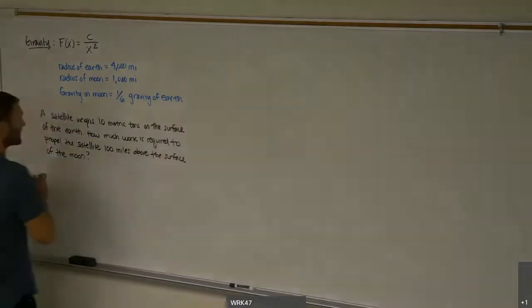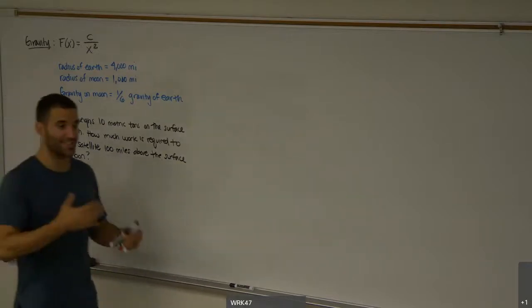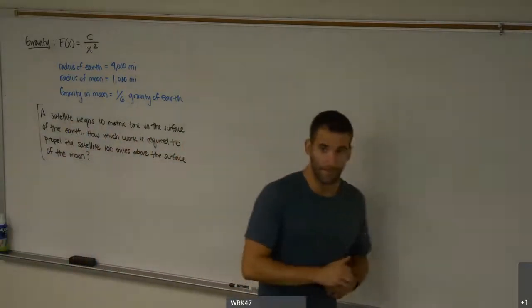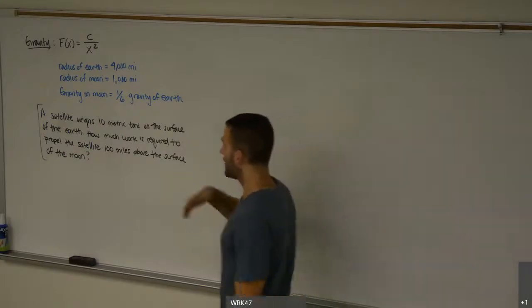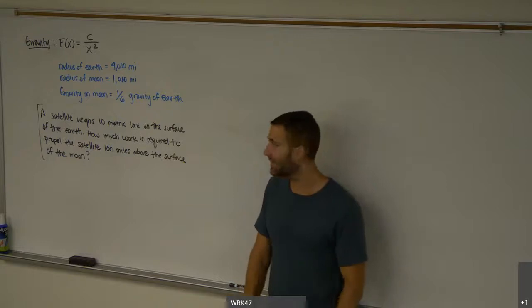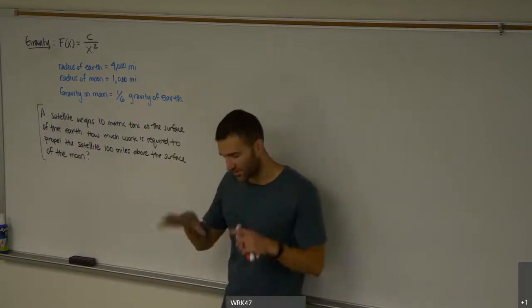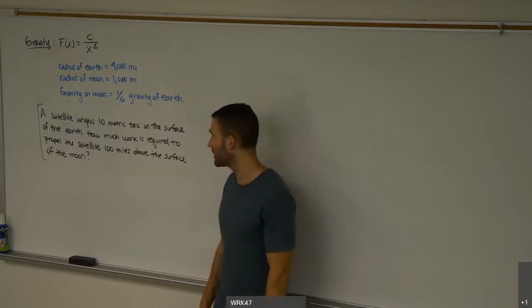Why do I bring this up? Because of the question. A satellite weighs 10 metric tons on the surface of the Earth. So that's how much it weighs when it sits on the Earth. So that's a weight, and we'll enter it in metric ton miles. So we're not concerned with standard units. We'll just leave everything as it is. So it weighs 10 metric tons on the surface of the Earth. So sitting on the Earth, 10 metric tons.